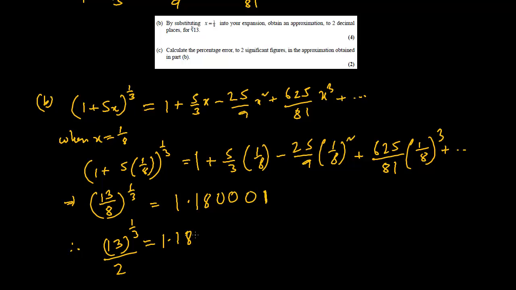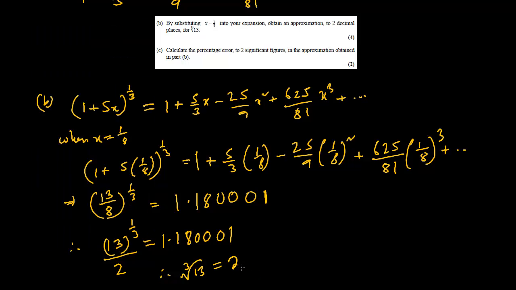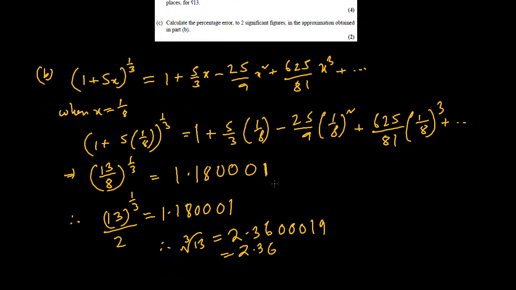So 1.18001. Therefore, cube root of 13 has an approximate value of this into 2. So if you multiply this with 2, it turns out to be 2.36000019. Since we have to find the value to 2 decimal places, it should be 2.36. This is up to 2 decimal places.